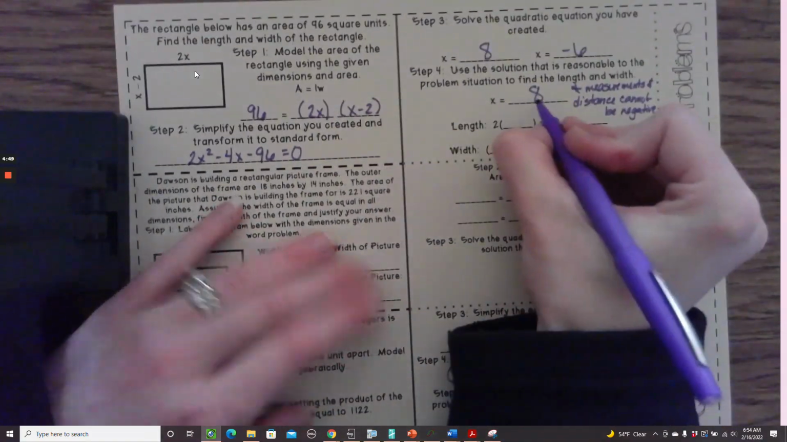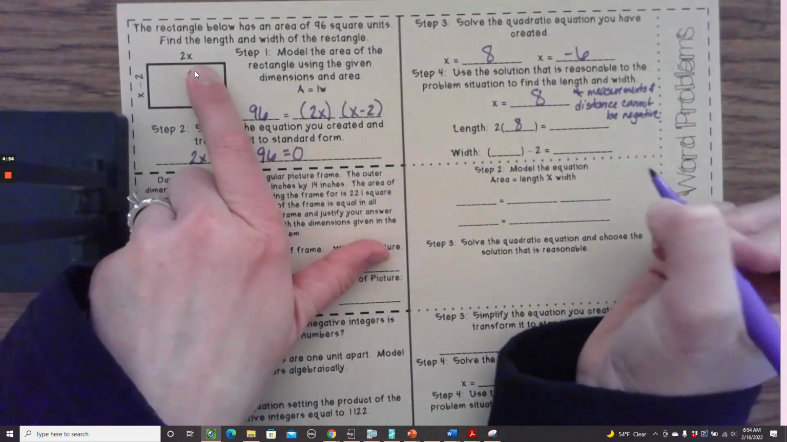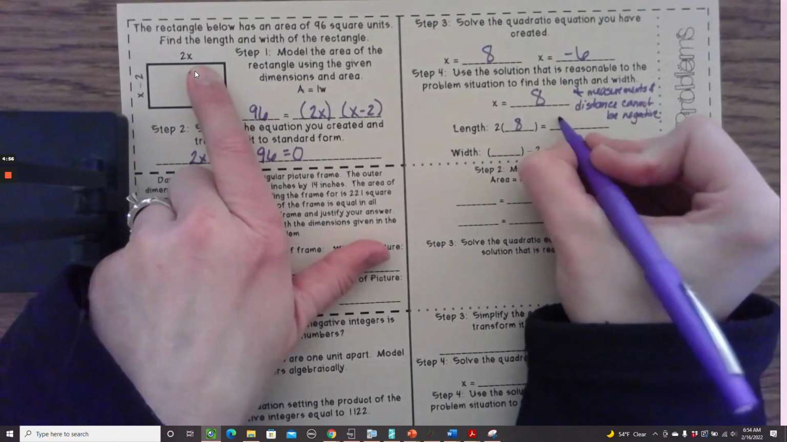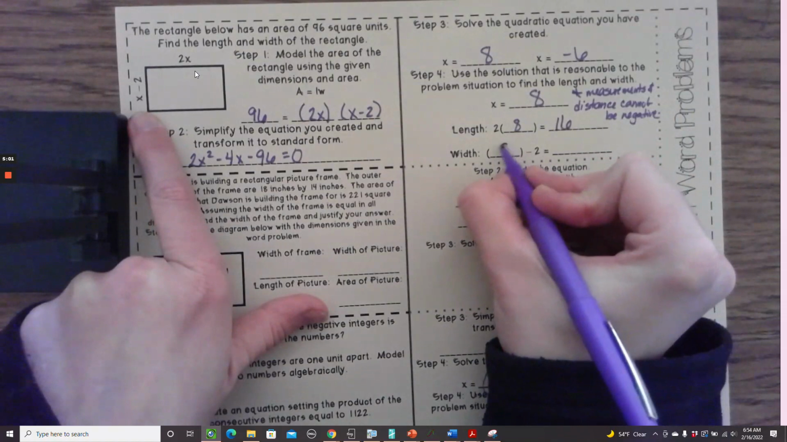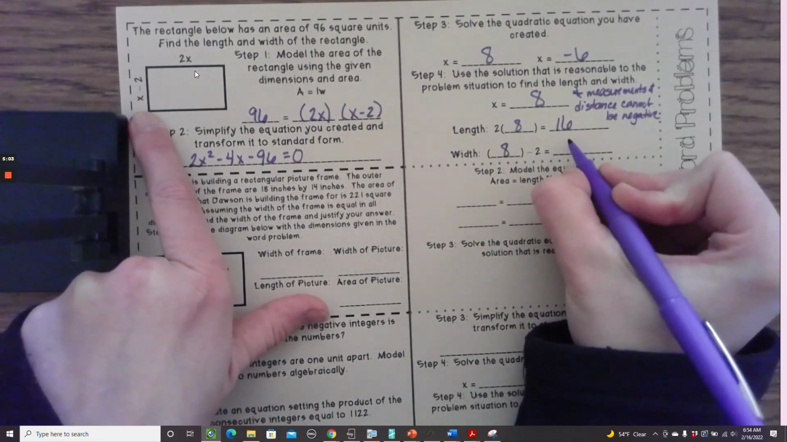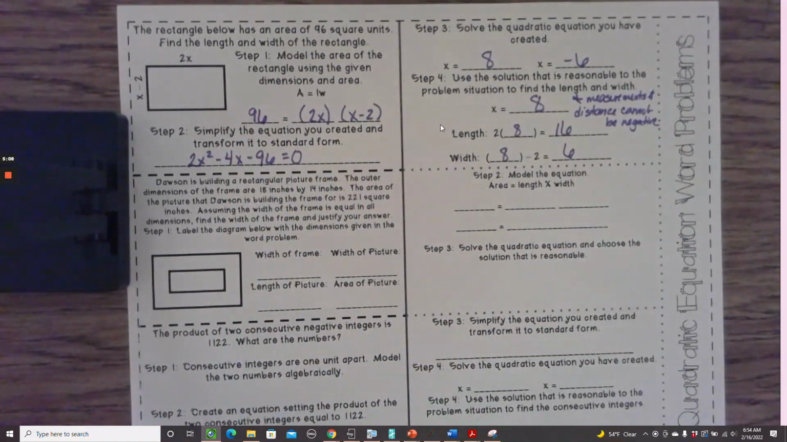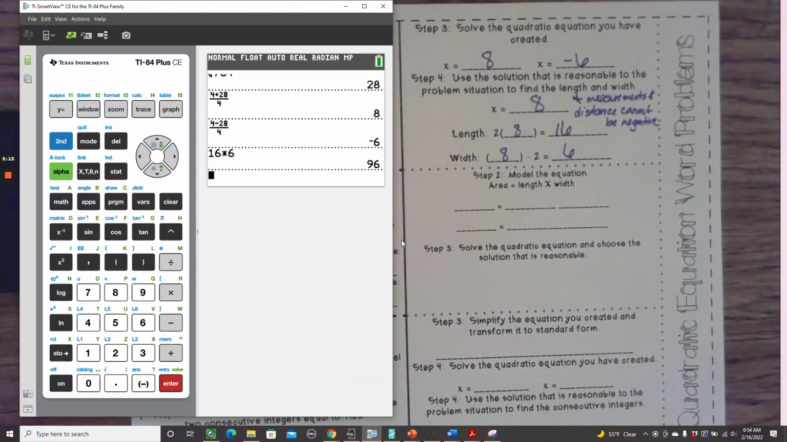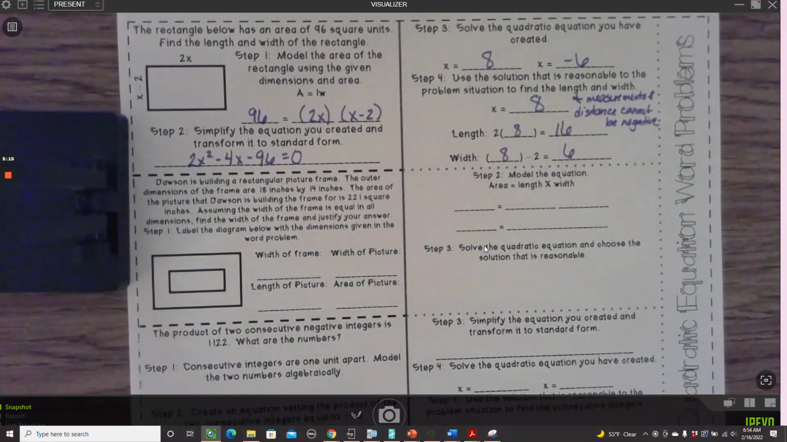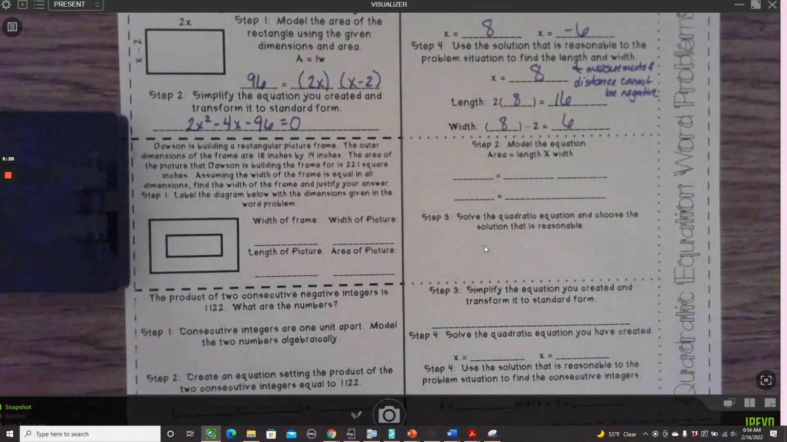All right, so we're going to plug this 8 in for the x. If the length is 2x, I would do 2 times 8 for the length, and it's going to be 16. The width is x minus 2, so I would do 8 minus 2, and that's going to give me a 6. And if I go back, remember, our area was 96, and area is length times width, so I can check my work and do 16 times 6 and make sure that I get the area that I need.